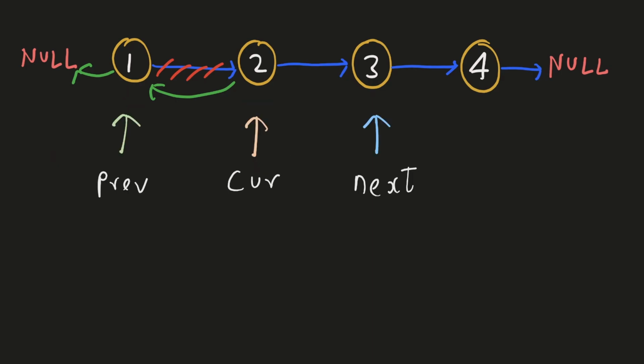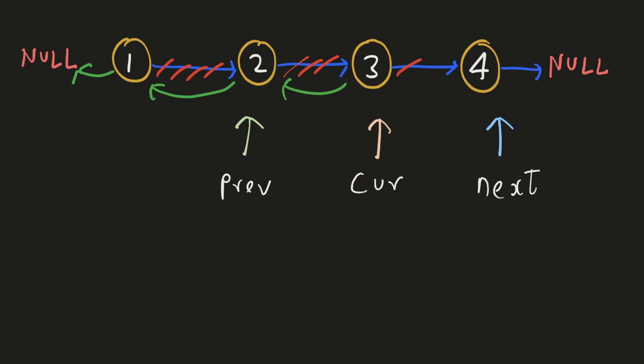We have to repeat this process for the rest of the linked list. So our current pointer along with these two pointers will move forward. So we'll repeat the same thing for the second node. Similarly, we'll update these three pointers and repeat the same process.